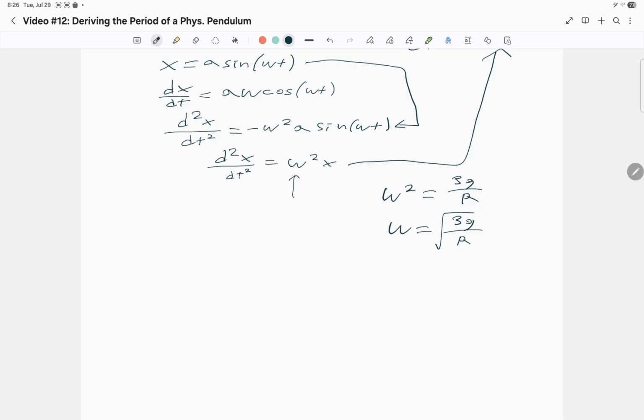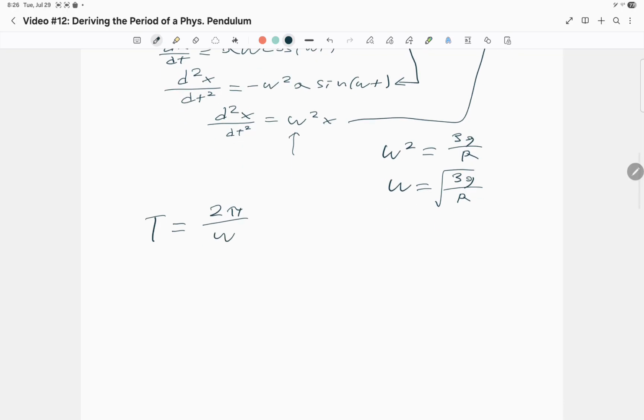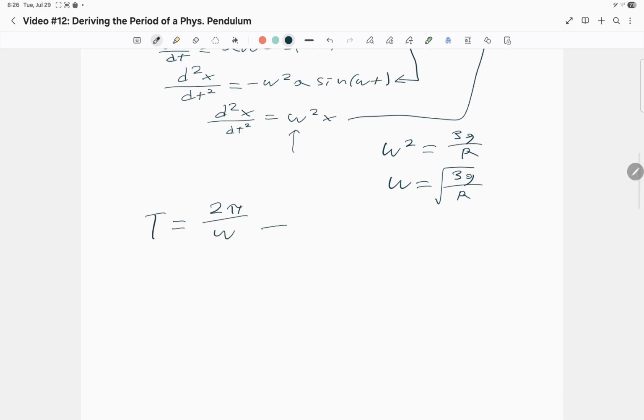Usually period is 1 over frequency, but since we're dealing with angular frequency here, the relationship between period and angular frequency is 2 pi over omega. So our period is going to be 2 pi over the radical of 3g over r. And that's going to give us a period of 2 pi radical r over 3g. Quite wonderful, right? That should be our correct equation with the correct units now.